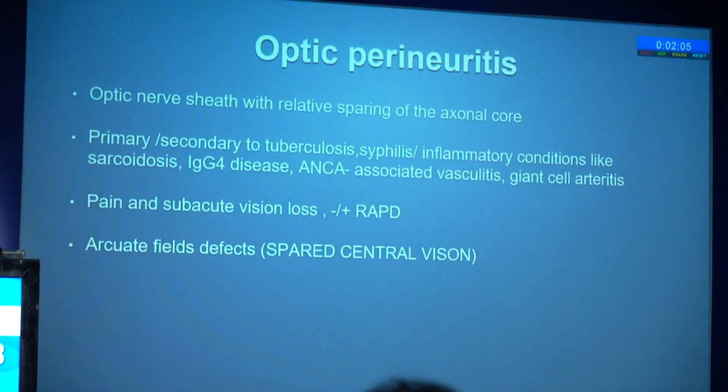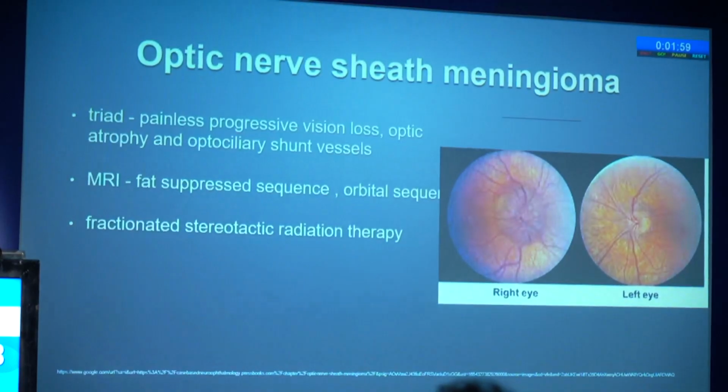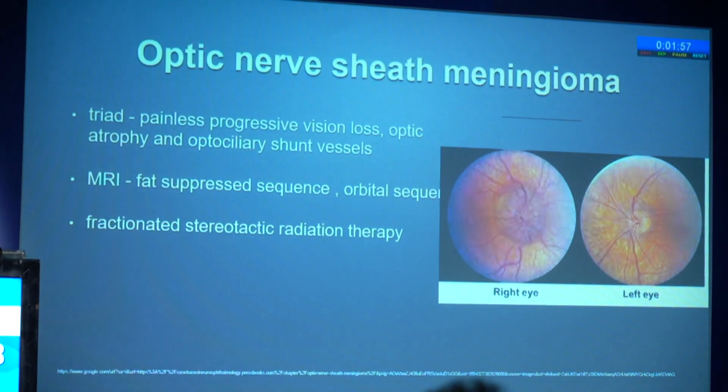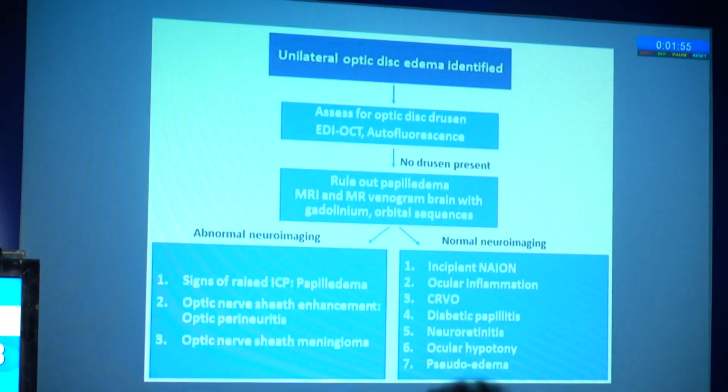The other entity is optic perineuritis, and the cause would be infection or an autoimmune cause. The other cause which we see could be an optic nerve sheath meningioma. So this is the algorithm where you have a unilateral disc edema. You have to do an OCT or an autofluorescence to rule out drusen, and if it is not drusen, then definitely do an MRI with an MR venogram to look for abnormal imaging and normal imaging.